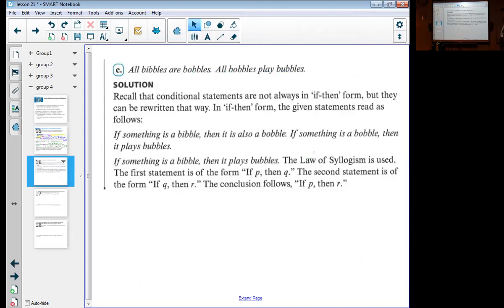So C, all bibbles are baubles. All baubles play bubbles. We have if bibble, then bauble. This is our first step. Okay. So if bibble, then bauble.